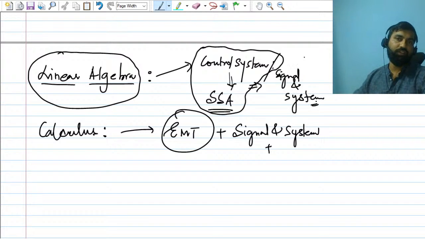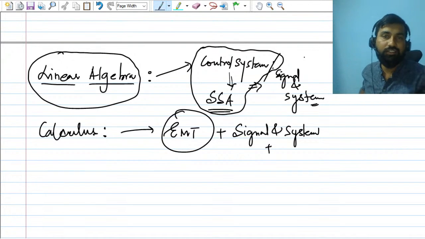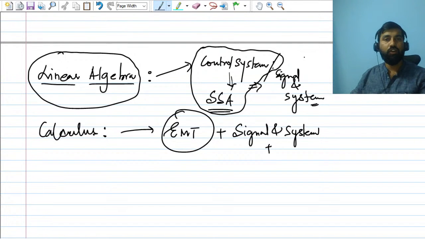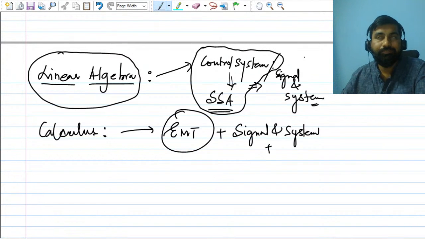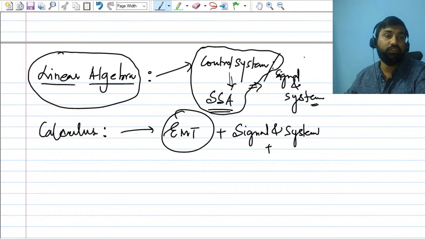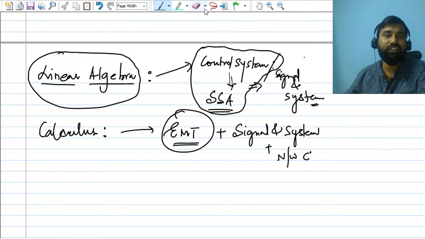because we will talk about DFT. So there will be some matrix applications like circulant matrix, convolution, when we try to perform convolution, or when we try to find the DFT of any discrete time signal. There we use some matrix. Calculus, electromagnetic theory, signal and system, network theory, or you can say circuit theory as well.